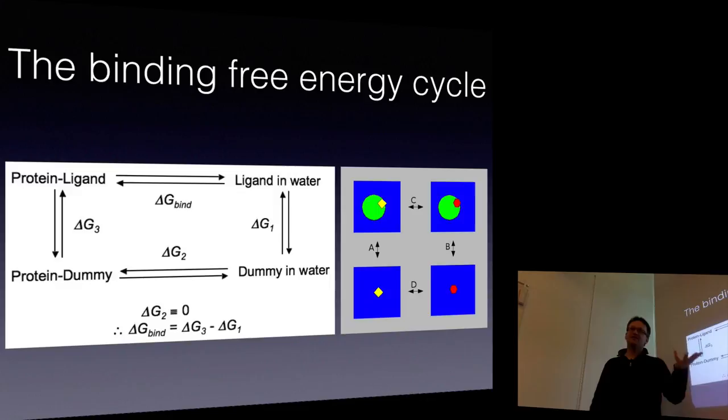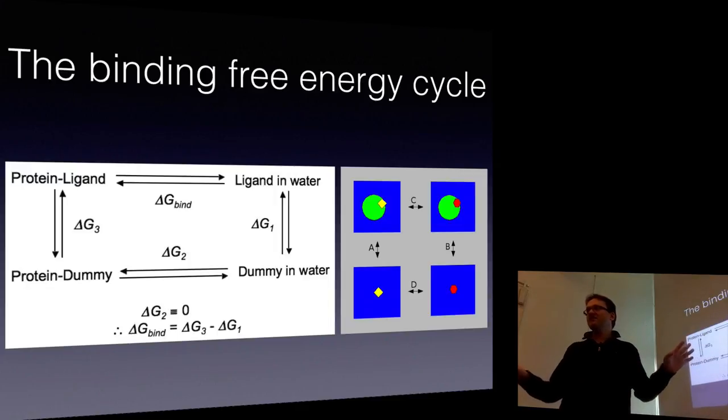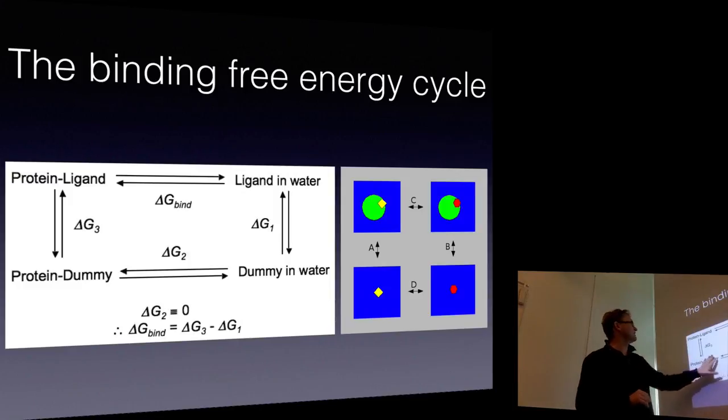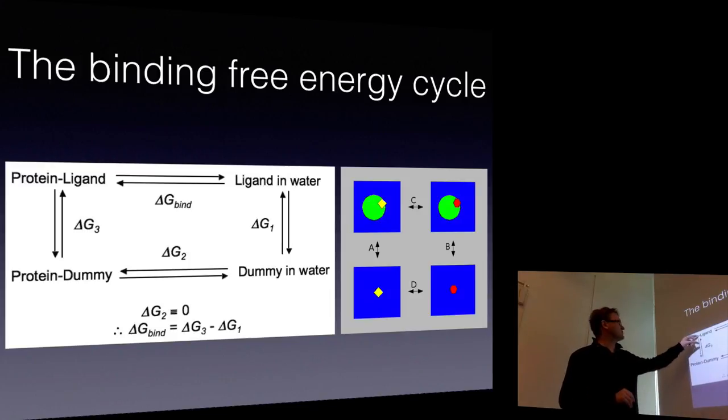You have charges and you have Lennard-Jones parameters. So let's just gradually tune down all these parameters to zero. When they are all zero, there are no interactions left. It's a valid calculation. While we're doing it, you're violating everything you can imagine in physics. But once you've done it, you just have your protein without the ligand. That is a well-defined state. If I can just calculate the free energy between these two states, that free energy will be a valid description of the change between these two states.